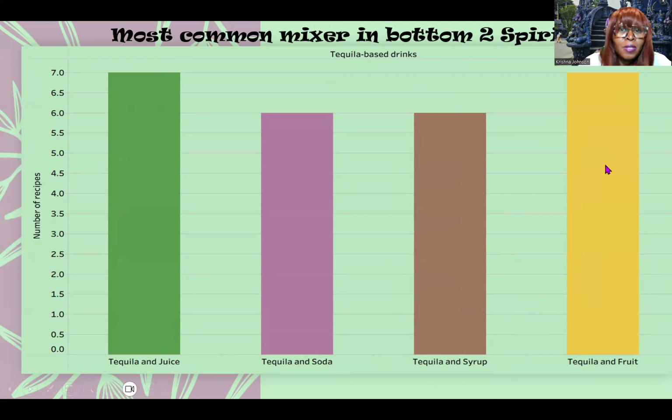Something I noticed for the fruit, a lot of it is lemon, whether it be a slice of lemon or a squeeze of lemon. The juice and fruit are separated because the juice is mainly like pineapple, cranberry, stuff like that, and orange juice, of course, tequila sunrise, whereas the fruit is the actual fruit that's going in there.